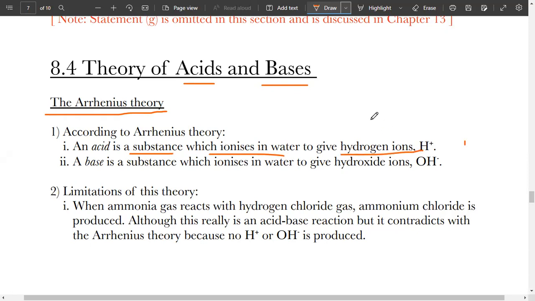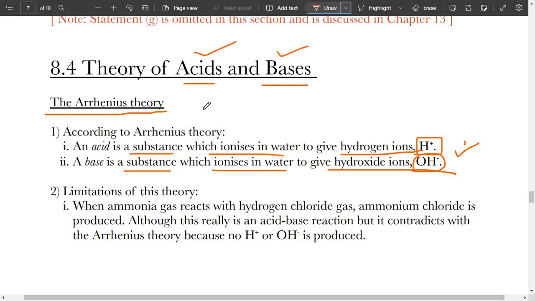हमने IGCSE में पढ़ा था that what are acids? Proton donors. So H plus can be denoted as a proton, and this is ionizing in water to give hydrogen ions. What is a base? A base is a substance which ionizes in water to give hydroxide ions. ये proton acceptors हैं. So this is the Arrhenius theory, जो simply कहती है, acid ionizes in water to give hydrogen plus ions and base ionizes in water to give the hydroxide ions, as typical acids and bases.